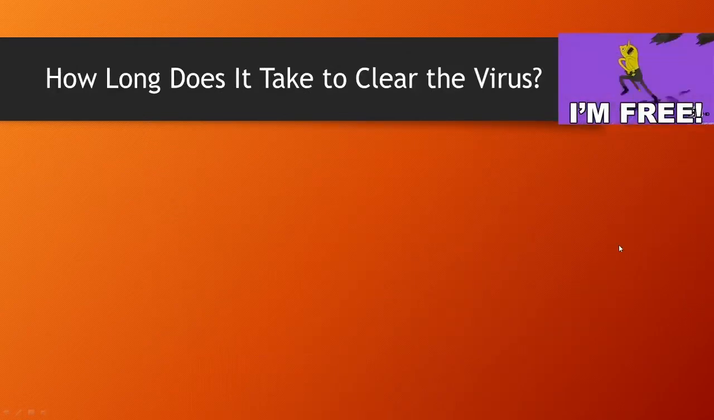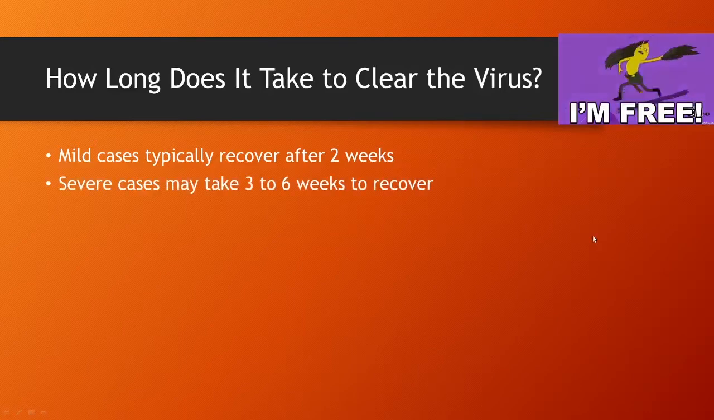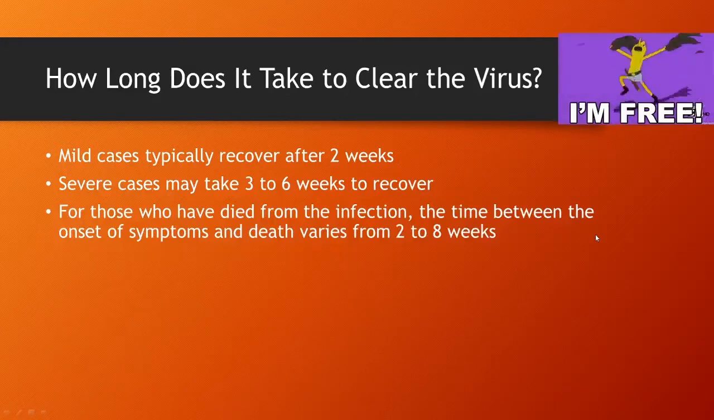How long does it take to clear the virus? All right, so this is kind of interesting. Mild cases typically recover after 2 weeks. Severe cases may take 3 to 6 weeks to recover. And for those who have died from the infection, the time between onset of symptoms and death varies from 2 to 8 weeks. All right, so usually there's quite a bit of time from when you were infected, when you start getting symptoms, and when you actually need to be hospitalized, and when you unfortunately pass away.